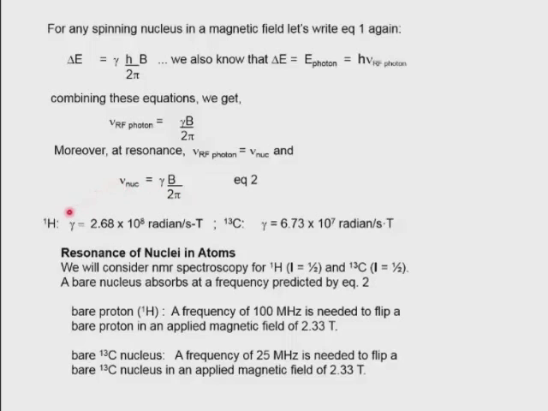A comment about the values of gamma, the magnetogyric ratio. It depends on the nucleus. We're going to be examining the NMR of two nuclei, H1 and C13. H1 is the most abundant isotope of hydrogen that occurs naturally. C13 is the less abundant isotope of carbon. It's present naturally about 1%. For H1, the gamma value is equal to 2.68 times 10 to the 8th radians per second Tesla. Tesla is the unit that's used to measure magnetic field strength. For C13, gamma is 6.73 times 10 to the 7th radians per second Tesla.